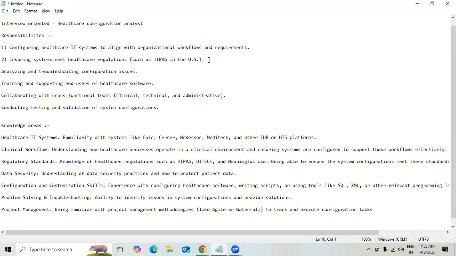Next, we need to analyze and troubleshoot configuration issues: how to do the troubleshooting, how to do the configuration, and what steps are involved. That sort of responsibility you need to be rendered with. Practical understanding of troubleshooting and configuration issues is always required, and you need to have that idea. This is also one of the responsibilities.